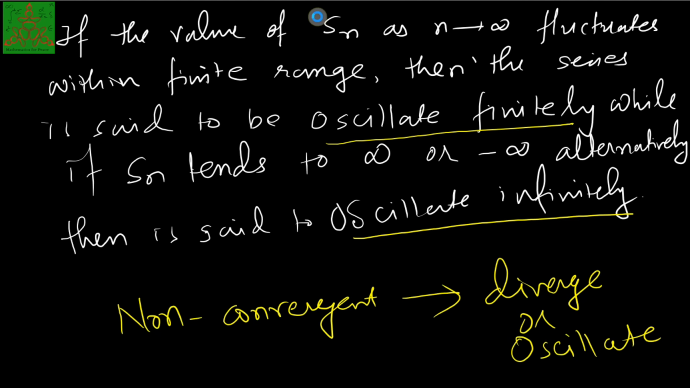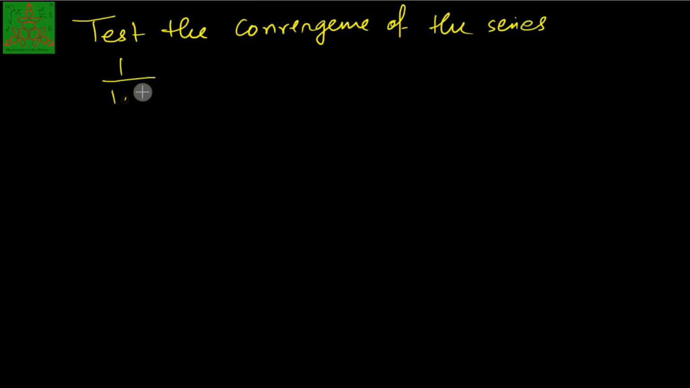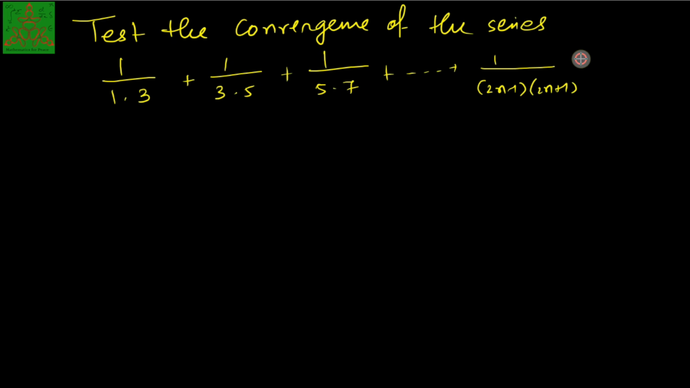Let us see some examples to test the convergence of a series. Very basic examples I am taking here. Test the convergence of the series 1 upon 1 into 3 plus 1 upon 3 into 5 plus 1 upon 5 into 7 and so on, up to 1 upon (2n minus 1)(2n plus 1) and so on. A series of this form is given. We need to test whether this series is convergent, divergent or oscillating.